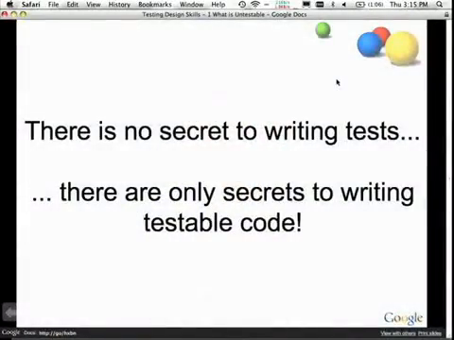So here's the thing. There is absolutely no secret to writing tests, none whatsoever. The only secrets are about writing testable code, and that's what we want to talk about. It sounds like you're already ahead of the game and you know that the answer is unit testing, but most people aren't that far along, and are still stuck on the premise that there's some secret sauce to testing, which there isn't.